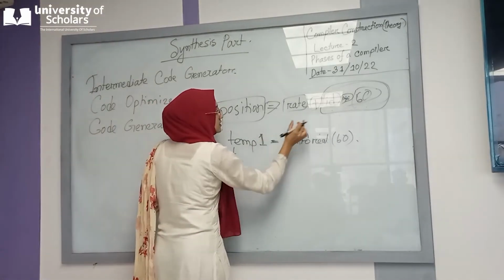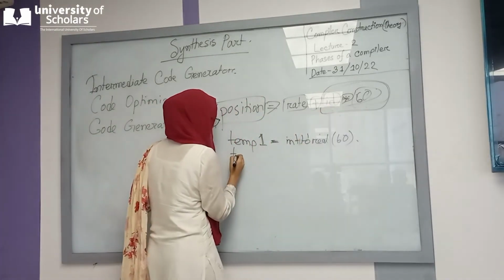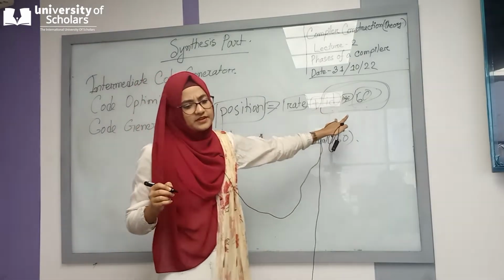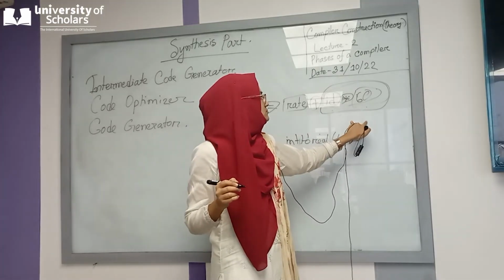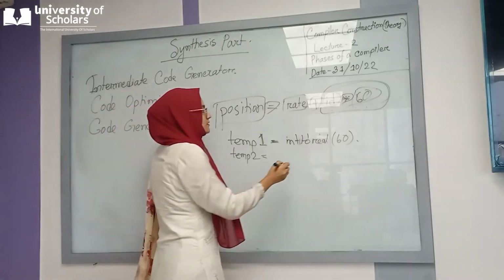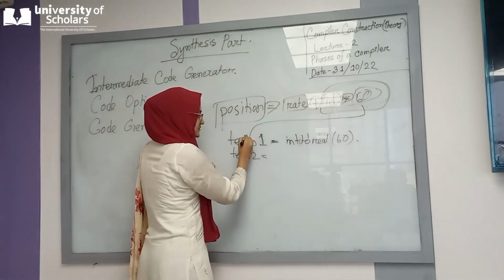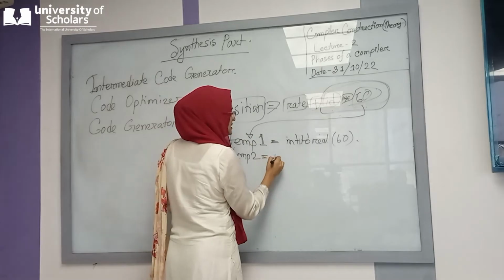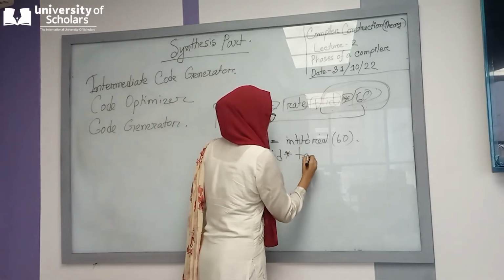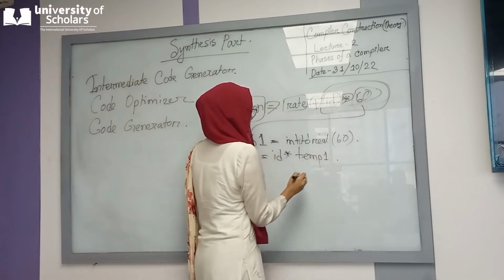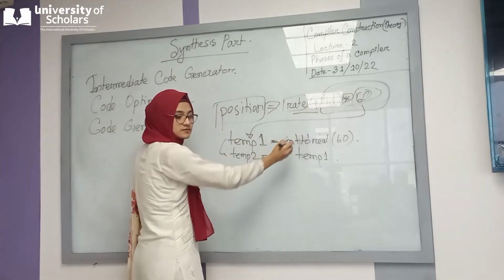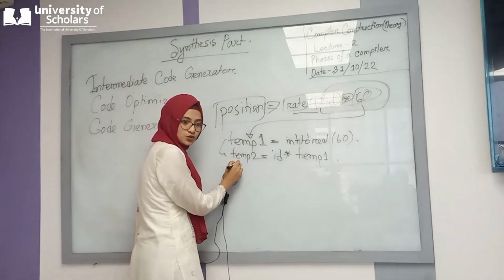Okay, next we need to multiply this, right? So can you tell me what will happen here? As this 60 is saved here, we just need to multiply ID 3 with this temp 1. We need to follow this step. After that, we need to do the addition. This value is saved in temp 2.